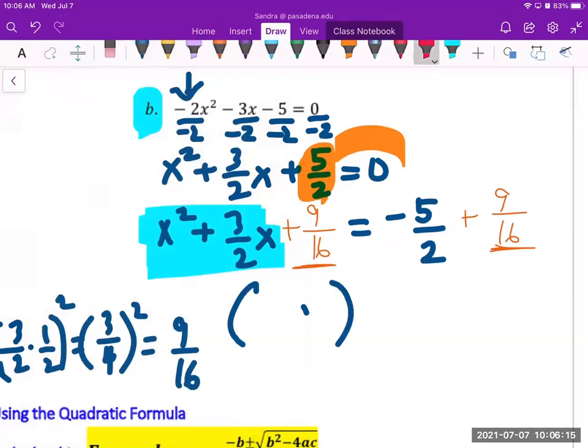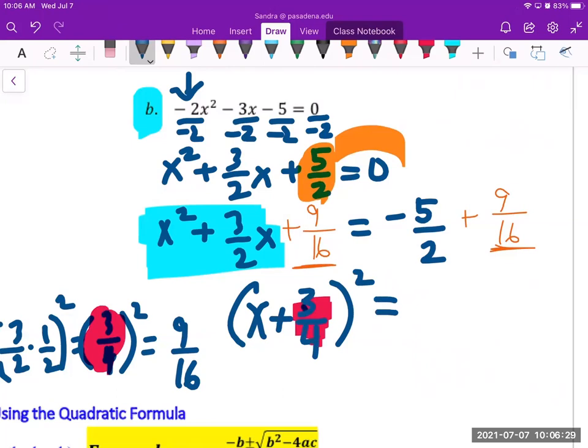It's the number before you squared. This is the number before you squared that will go in here. So that would be x plus 3/4 squared. It's equal to, using your calculator, go ahead and do the 5/2 plus the 9/16. That will give you, let me go ahead and try one more time on mine. Okay, I get negative 31/16.